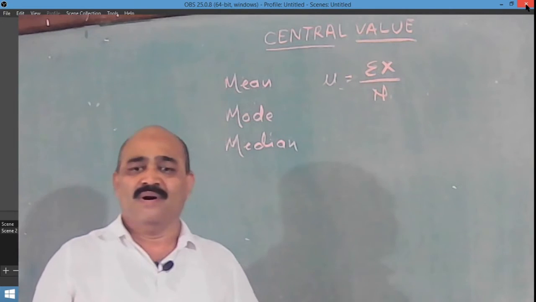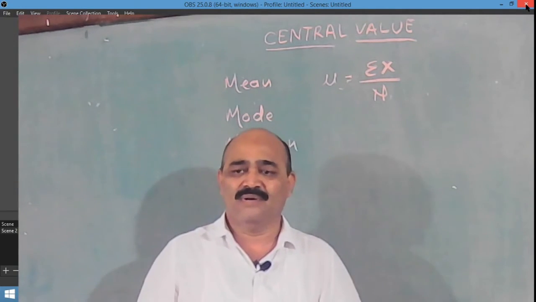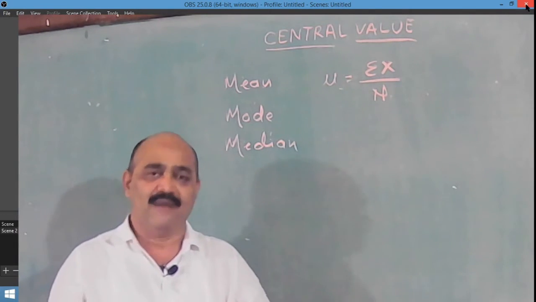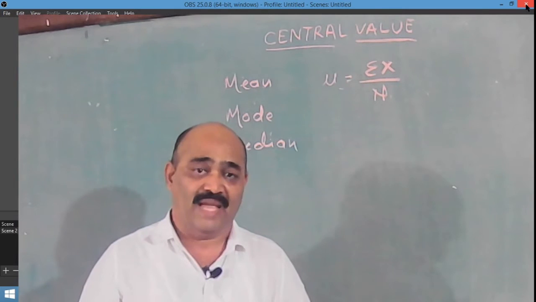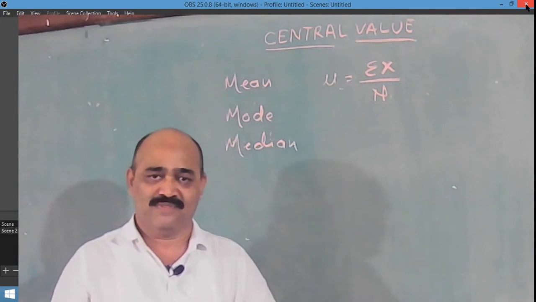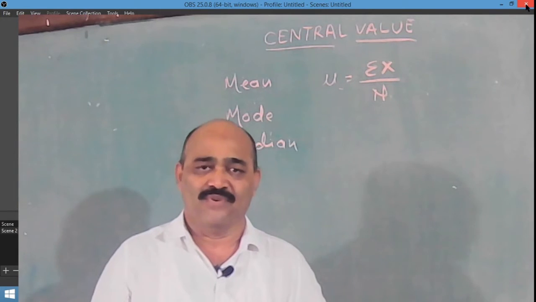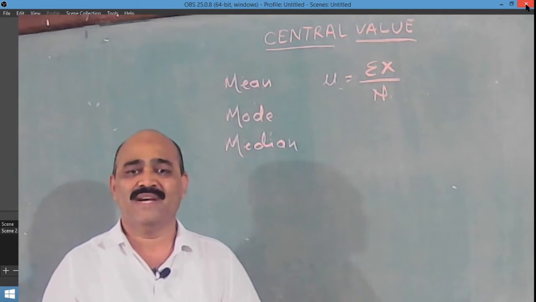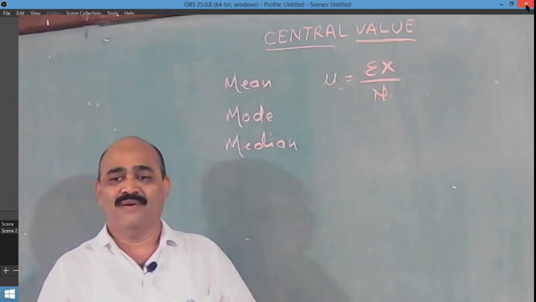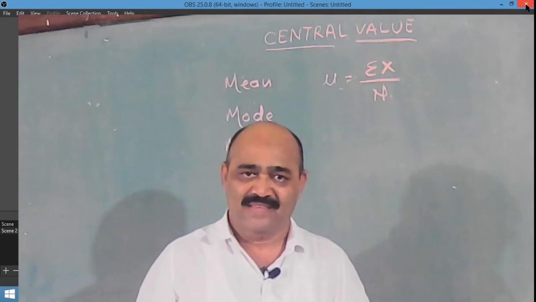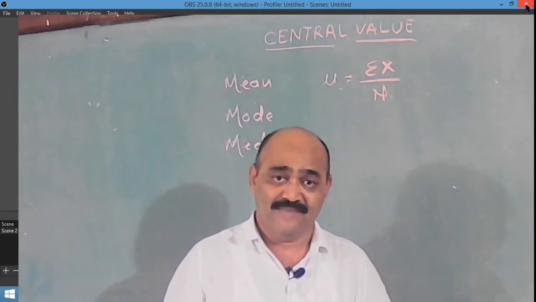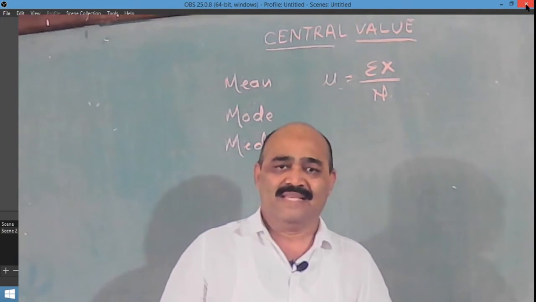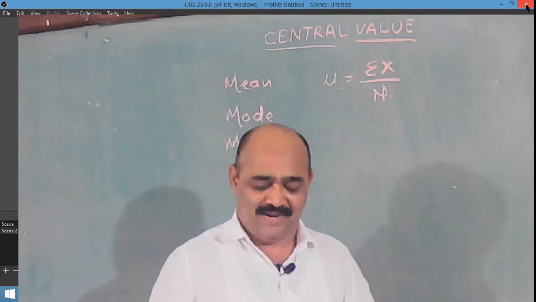What is mode? Mode is the value which occurs the most number of times in your data. That means the same observation frequently coming more times in your data is known as the mode. What is median? Median is the value which is located in the center of the data. When the observations are arranged in ascending or descending order, then the central value, that means the median, is present in the center of your data.